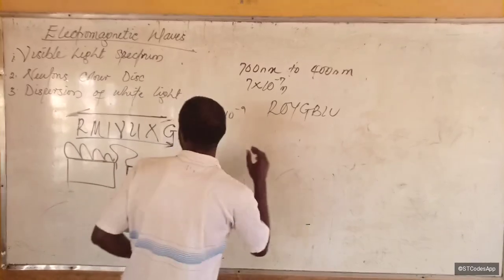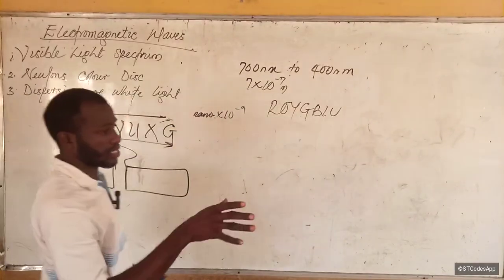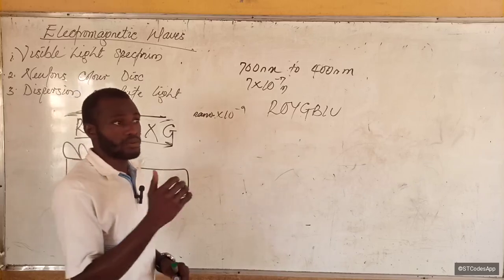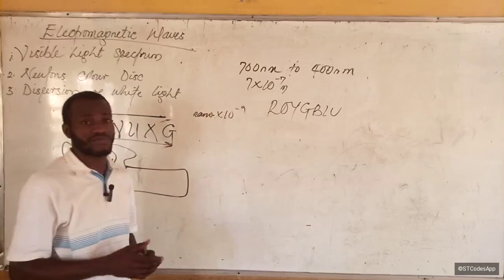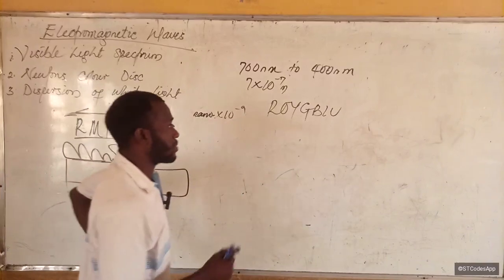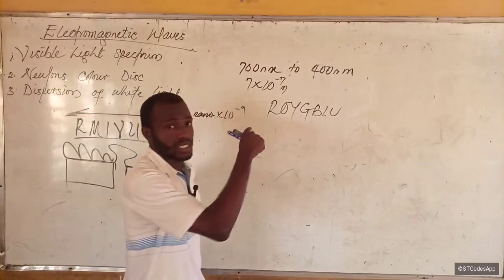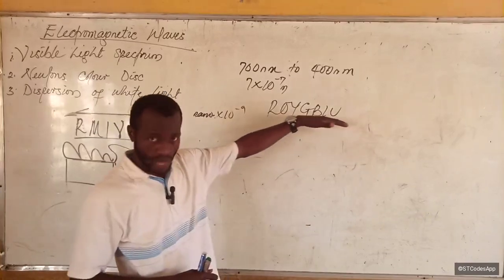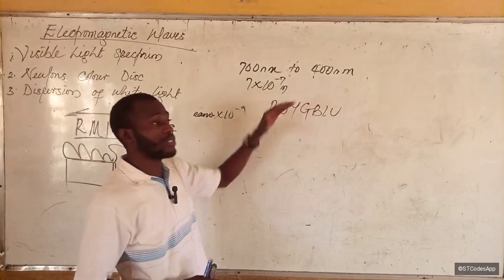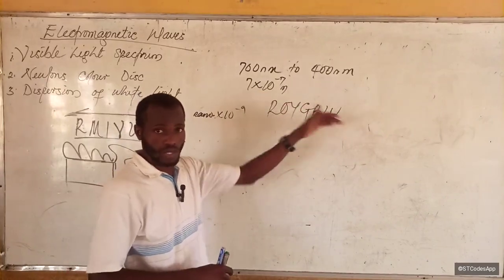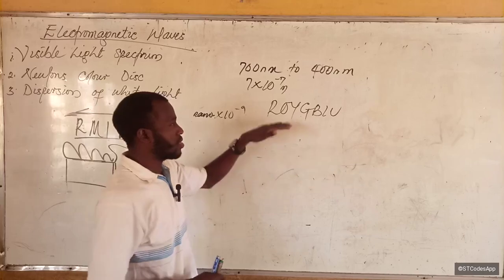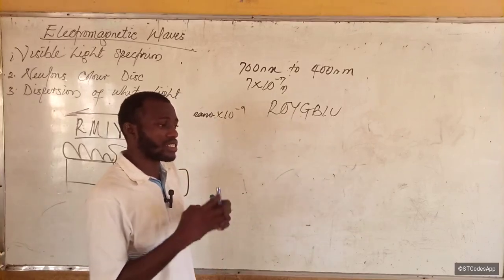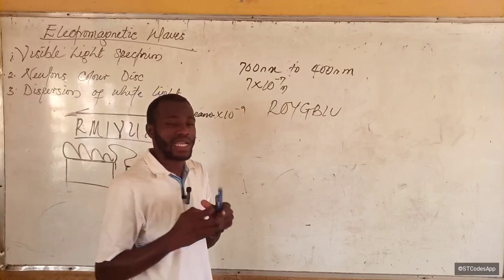Now, let's talk about the Newton color disk. He used it to prove the fact that all of these together are the only colors we have. I mean, there are colors in between all of this, but they are the main colors that we have, and they are the ones that come together to give us the white light.